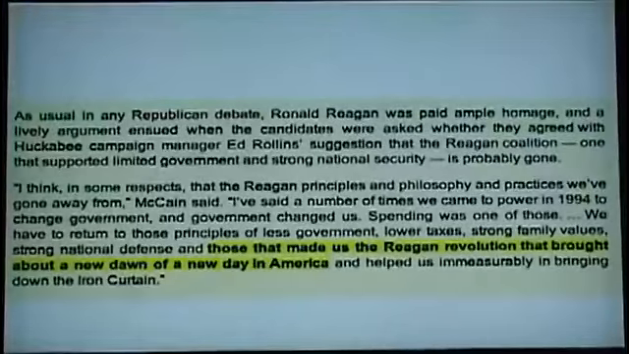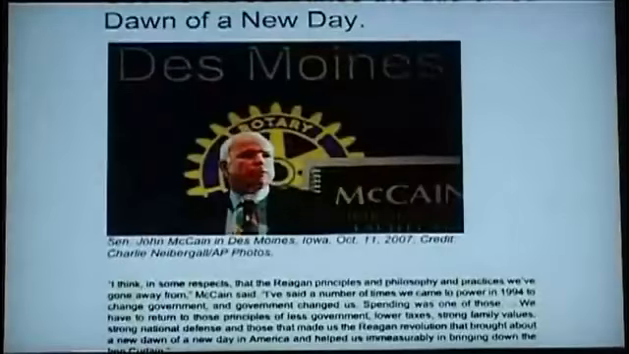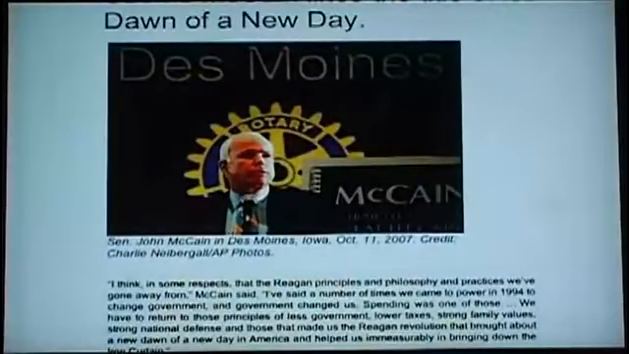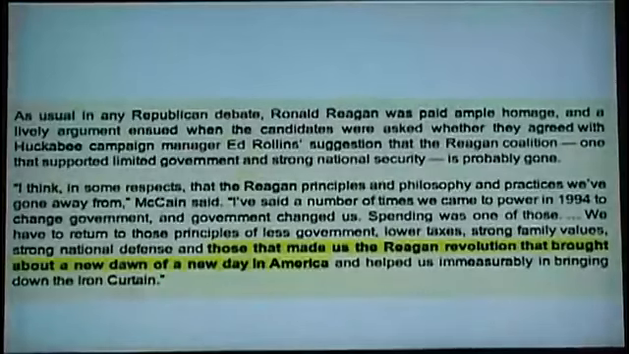And even this goofball, John McCain. John McCain said, those of us that made the Reagan Revolution brought about a new dawn of a new day in America. There's McCain using the same old communist terms. But you say, well, he was a conservative. Well, that's right. Conservatives were Nazis. So here's even a Nazi using the new dawn of a new day.